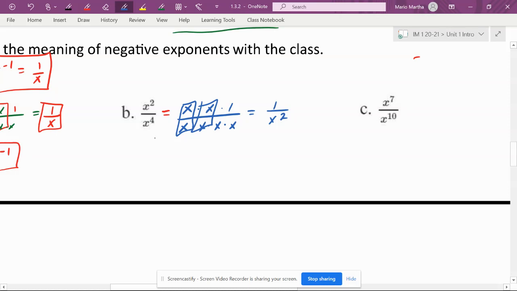And then if we use the second way to do this, again, we have x to the second over x to the fourth. That's equal to x to the 2 minus 4. And that will give us, again, a negative number, so x to the negative 2.